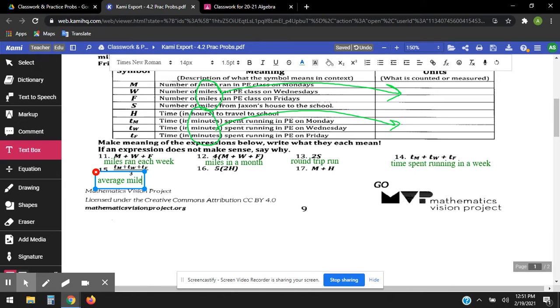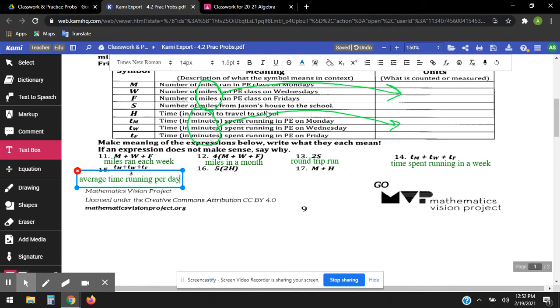Average miles, average time. We're talking about time. Average time running per day. Let's scoot that one over. He runs 3 days a week. He's taking his total divided by 3. That one works.